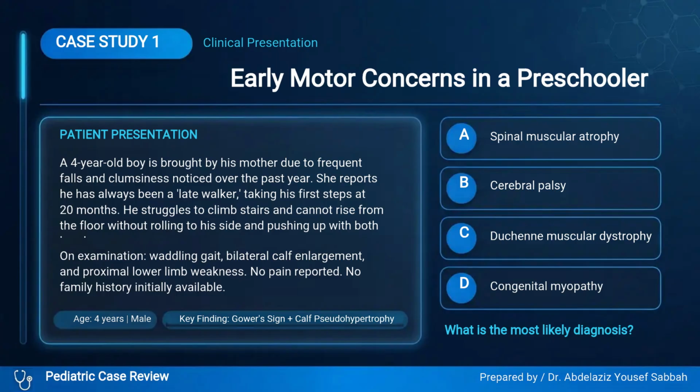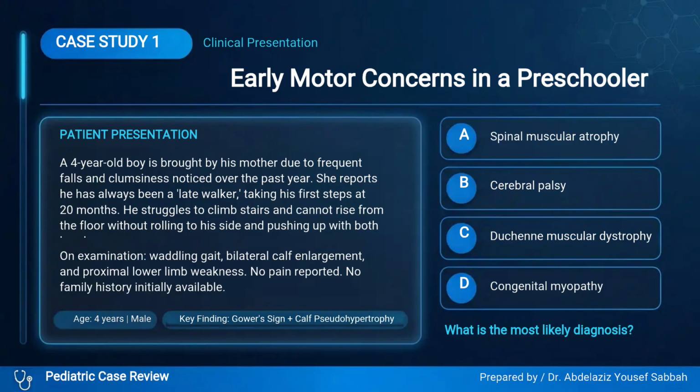Let us begin. Case Study 1. A 4-year-old boy is brought by his mother due to frequent falls and clumsiness noticed over the past year. She reports he has always been a late walker, taking his first steps at 20 months. He struggles to climb stairs and cannot rise from the floor without rolling to his side and pushing up with both hands. On examination, waddling gait, bilateral calf enlargement, and proximal lower limb weakness. No pain reported. No family history is initially available.